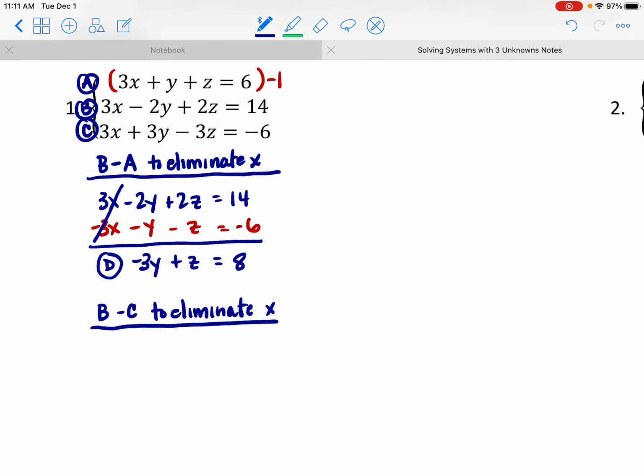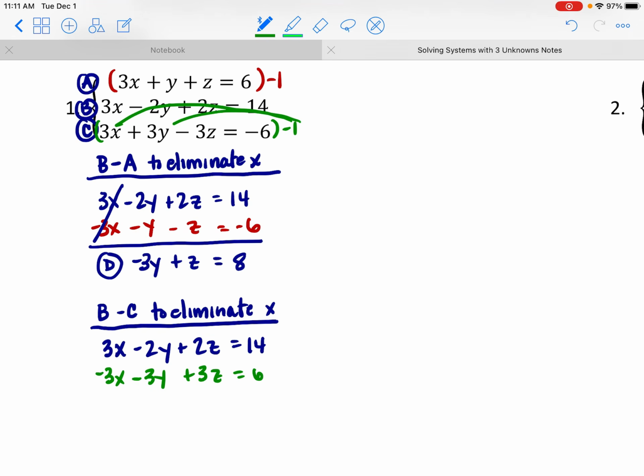All right, so B minus C. So B is coming down as is, 3x minus 2y plus 2z equal to 14. And now I want to subtract C. So C is going to be multiplied by negative 1, which is going to make it a negative 3x, a negative 3y, a positive 3z, and then a positive 6. So distributing that negative, negative there, positive there, positive there.